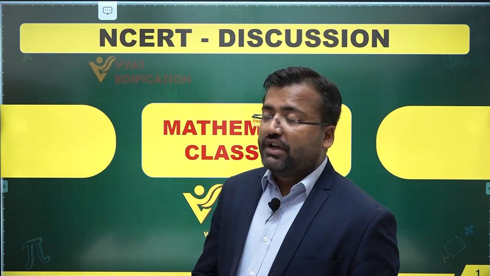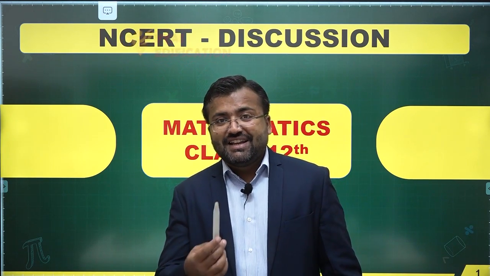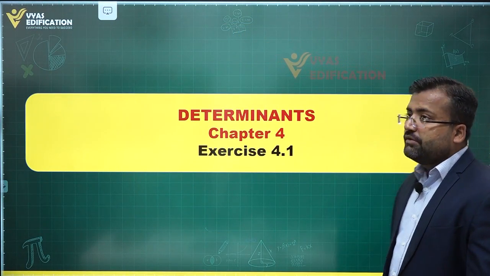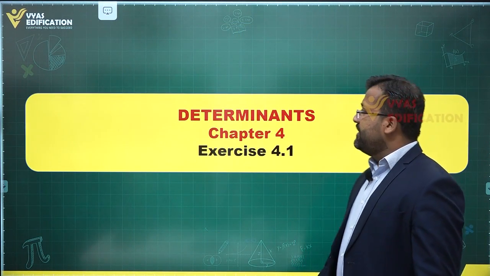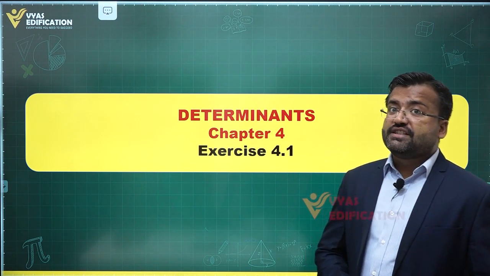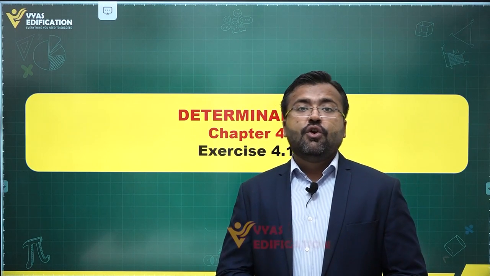In this series of NCERT discussion, it is time to continue further, and next we'll be seeing the chapter from class 12th mathematics. And what's the chapter? The chapter that we'll be seeing is determinants. And this is chapter number 4 of your NCERT class 12th, and we'll be taking a look at exercise 4.1 in today's session over here.